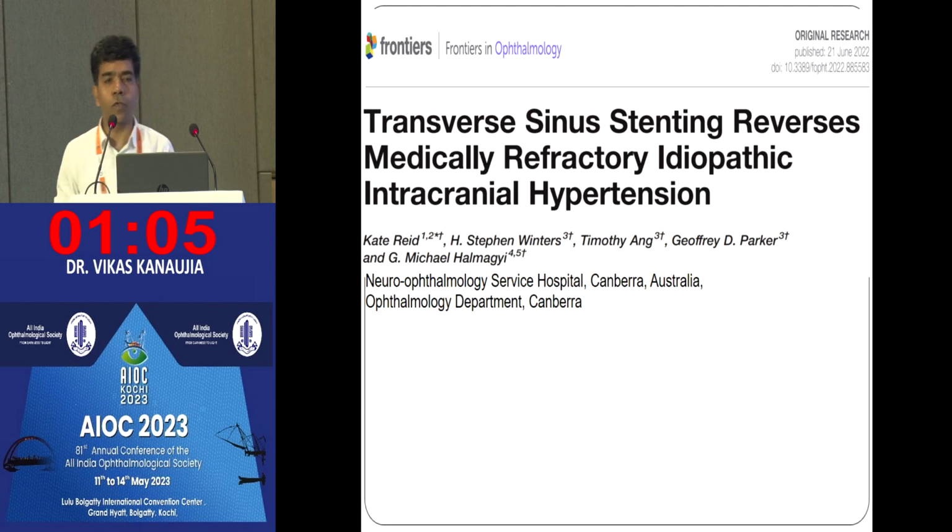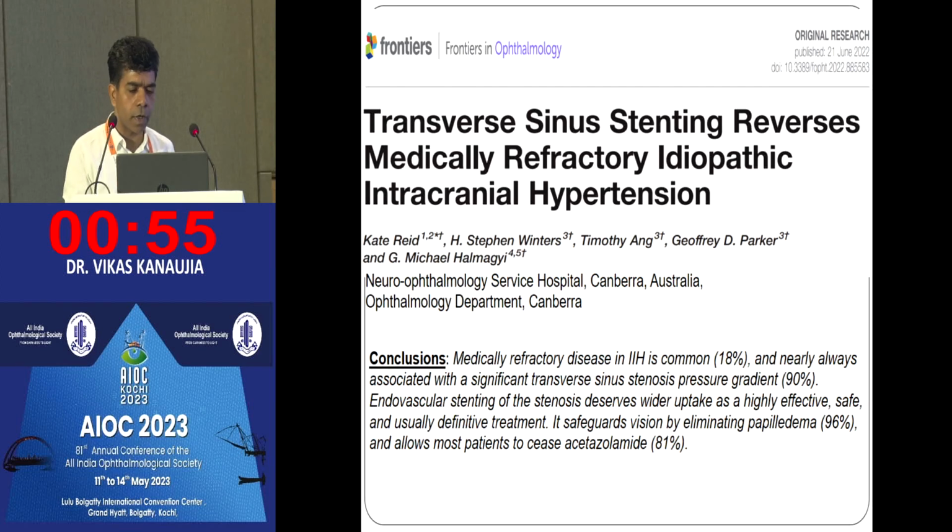So now there are studies coming in the last 2 years. This study was from Frontiers in Ophthalmology, published by a group in Canberra, Australia, and they concluded that medically refractory disease, that is IIH, is common and nearly always associated with a significant transverse sinus stenosis pressure gradient in 90% of patients which they observed, and endovascular stenting of the stenosis deserves wide uptake as a highly effective, safe, and usually definitive treatment. It safeguards vision by eliminating papilledema and allows most patients to cease acetazolamide.